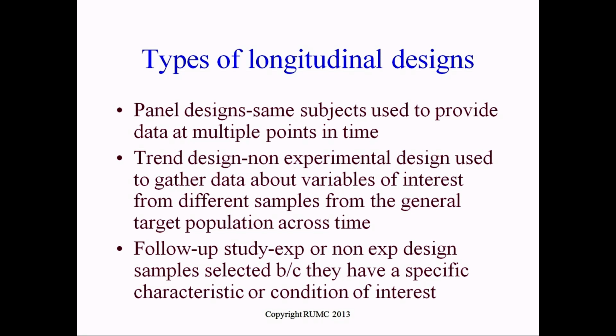So some of the examples of different types of longitudinal designs are panel designs, where subjects can be used to provide data at multiple points in time. Or you can have a trend design, which may be a non-experimental design, to gather data about variables of interest from different samples from the general population, but across time.